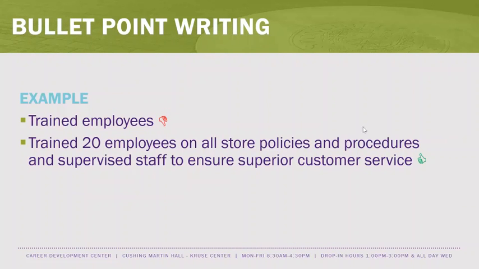Okay, so when it comes to bullet point writing, here's a great example of somebody saying just simply "trained employees." If you go back and think about what you're doing working in that retail situation, and maybe you're that go-to person, and you trained 20 employees on all the policies and procedures. You also supervised staff, and you made sure that they were providing that quality, superior customer service, right? So don't sell yourself short and just have these very short little bullet points.